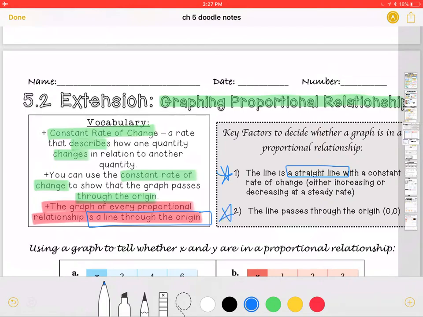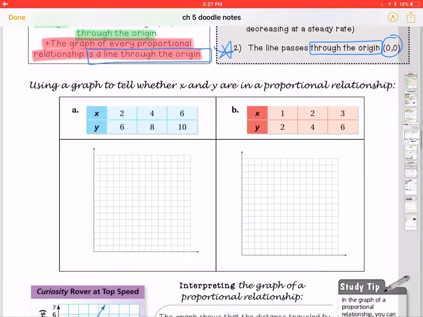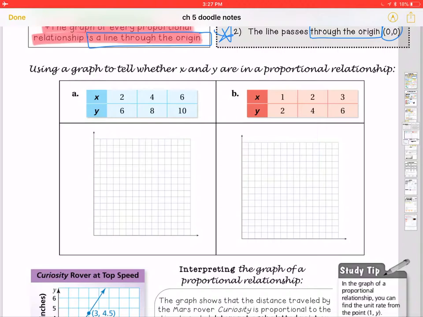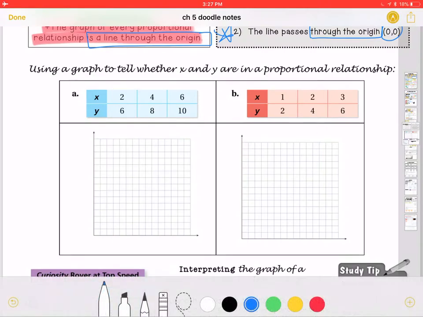And then the second thing that it has to have is it has to pass through the origin. The origin is that point (0, 0). So it has to go through the origin and it has to be a straight line. Those are our two key factors in determining whether or not the graph is in a proportional relationship. So let's practice. We're going to use a graph to tell whether x and y are in a proportional relationship. So if we're given a table, we're going to graph these points, and then the graph is going to tell us whether or not, yes or no, are they proportional.